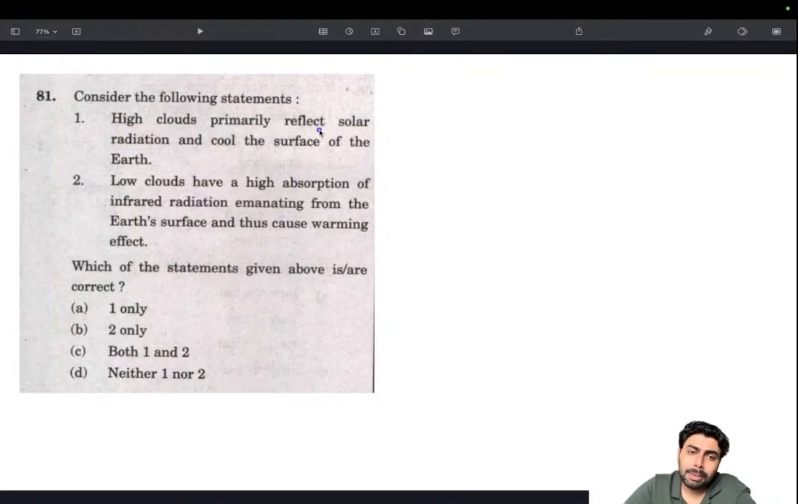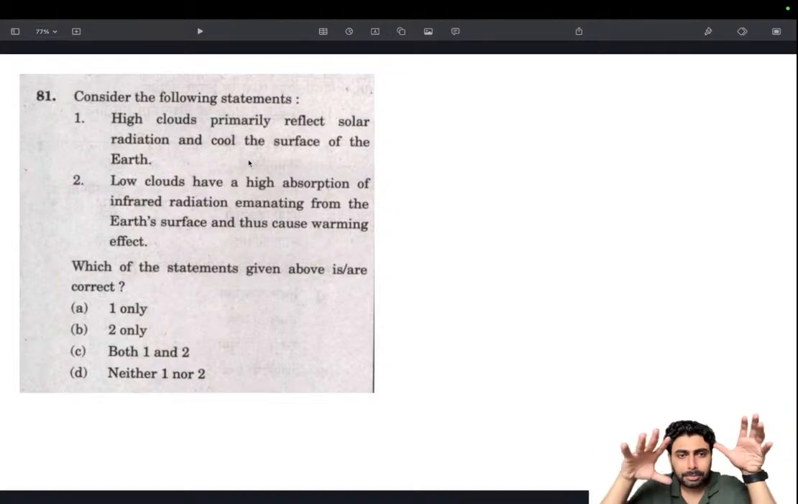Okay, high clouds primarily reflect solar radiation. If you really think about it, if you know something about high clouds, you know that they are very thin, meaning that they don't really reflect solar radiation. They allow the solar radiation to pass. That's what they do. So high clouds are thin in nature and not very dense, so they let the solar radiation pass through them. That's one thing you need to know.